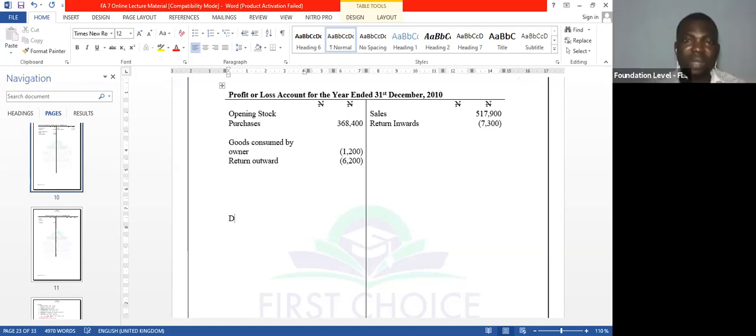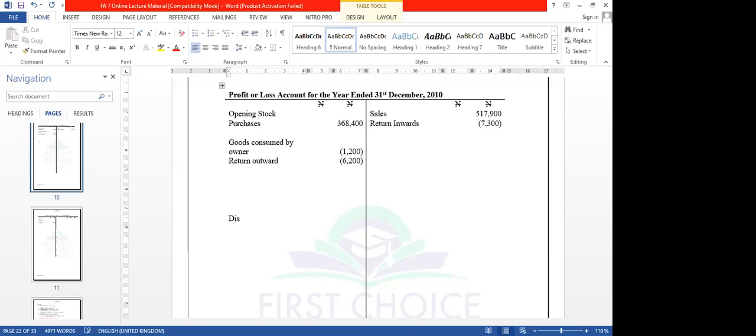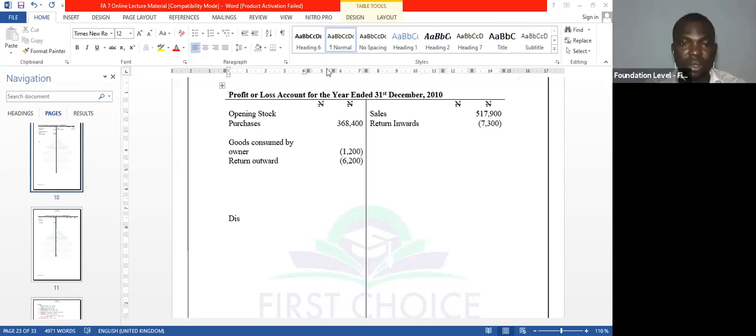Now that we have that, the next thing for us is to put our discount allowed. Remember, what we are putting here is the expenses. In the third question, I will show you another format, so you pick the one that is best for you. What is the figure for discount allowed that we have? We have that to be 10,200, in the expenses.